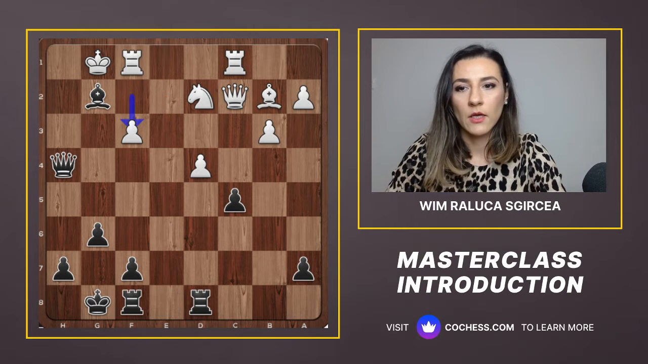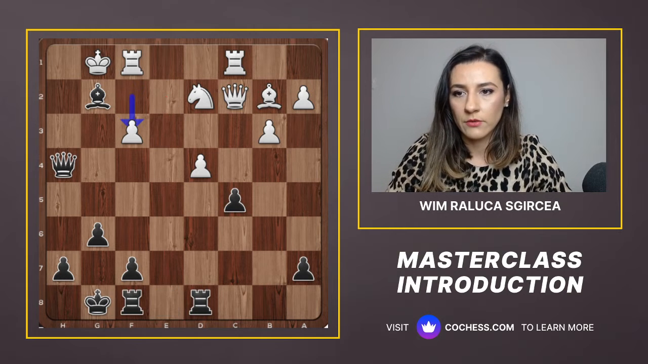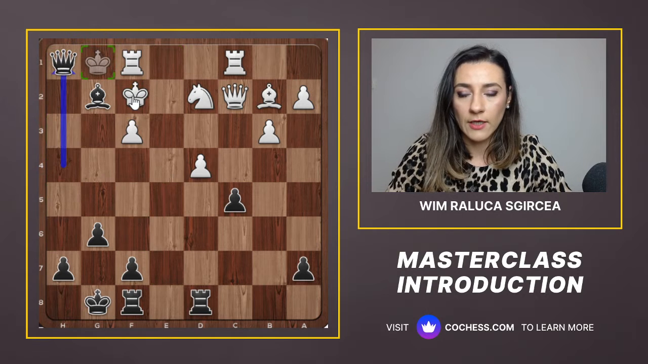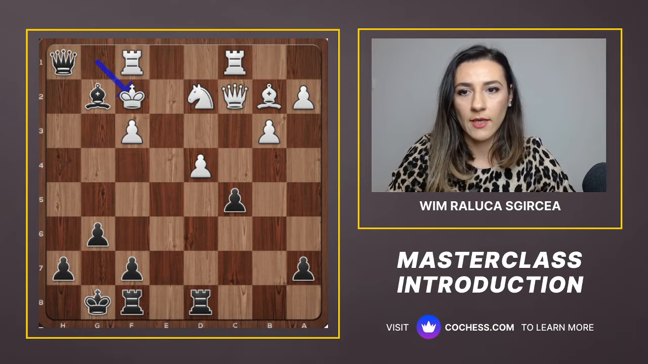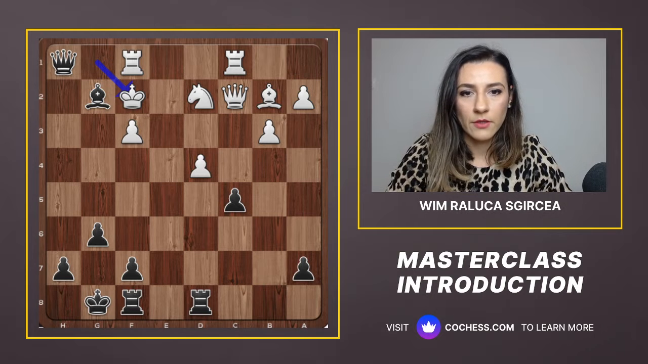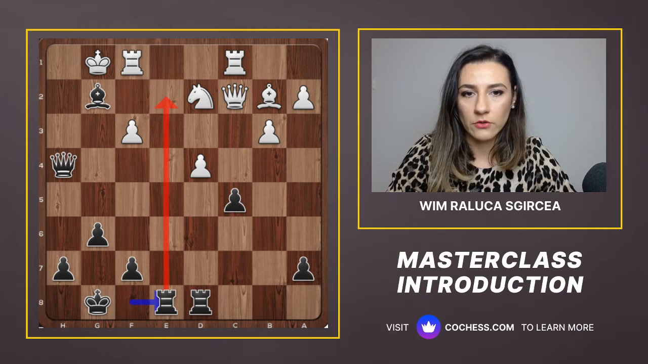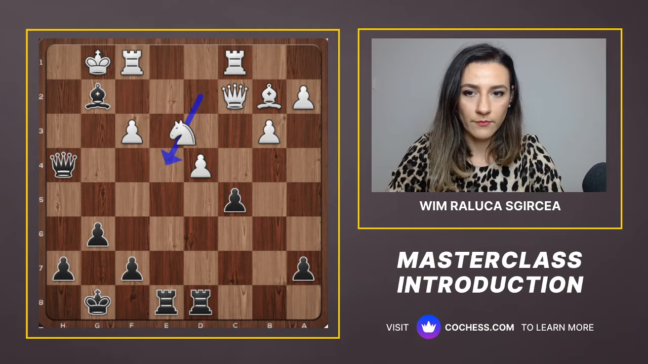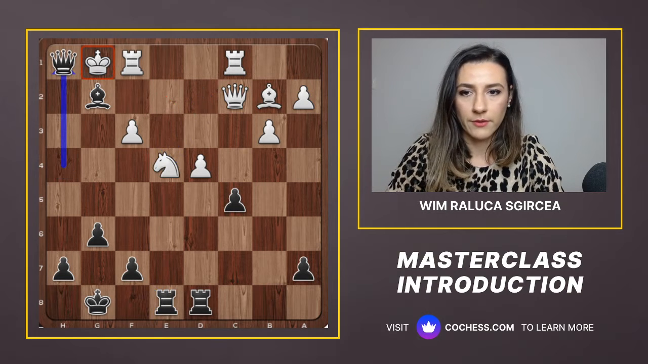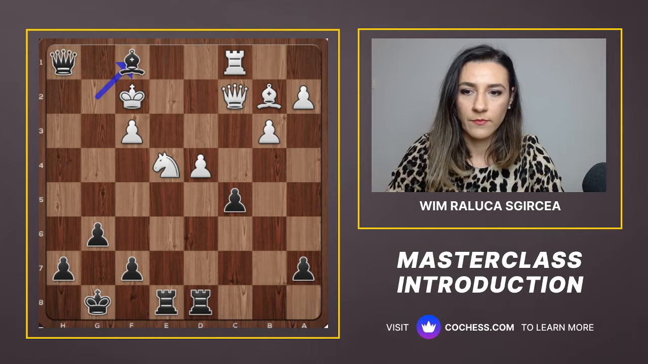Now if we played queen h1 in this position, then king f2, and maybe the king runs away. But here with the rook on e8, that's not going to happen. Knight e4, and now queen h1. Takes on f1, and this is already over.